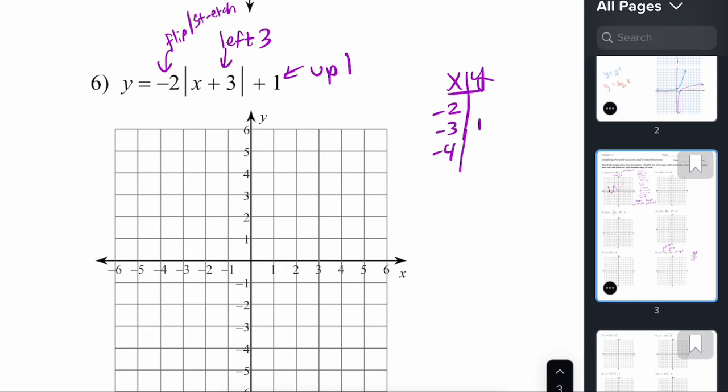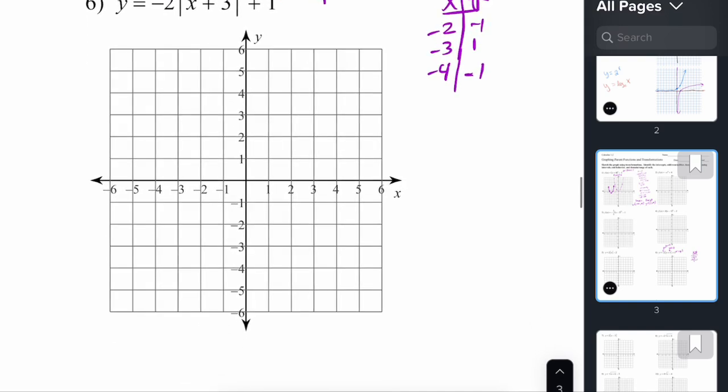If you plug in -4, you get the absolute value of -1, which is 1, times -2 is -2, plus 1 is -1. Now, because of the symmetry, if we get it right, -2 should do the exact same thing. I should get that -1 again. Well, -2 plus 3 is 1. The absolute value, that's 1 times -2 is -2 plus 1 is -1. So yay, I picked the correct shifty location-y point, okay? So let's graph it.